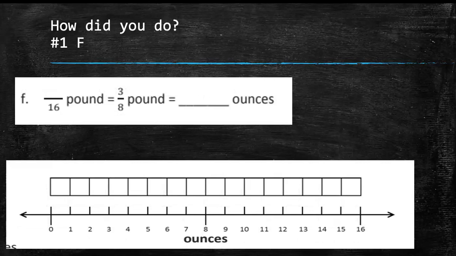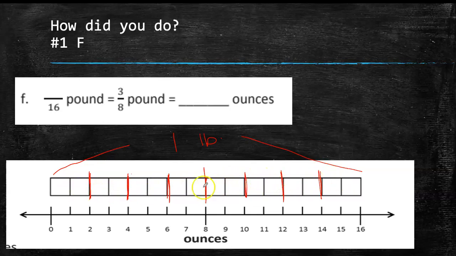All right. Looking at F. Blank 16ths of a pound equals 3/8 pound. So now I got to think, how many 8s are in 16? Well, that's 2. I know that 8 times 2 is 16. But I want to label my pound first. There we go. And every 2, and then I should have 8 sections. So I'm going to partition every 2. And then I'm going to count and make sure I have 8. 1, 2, 3, 4, 5, 6, 7, 8.